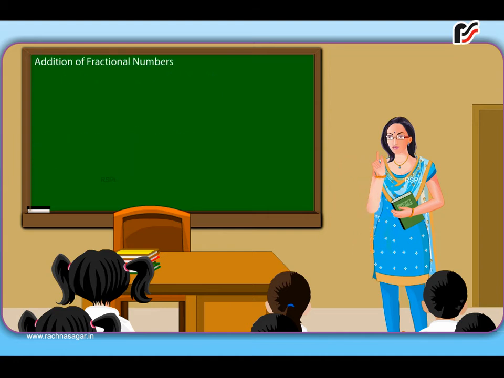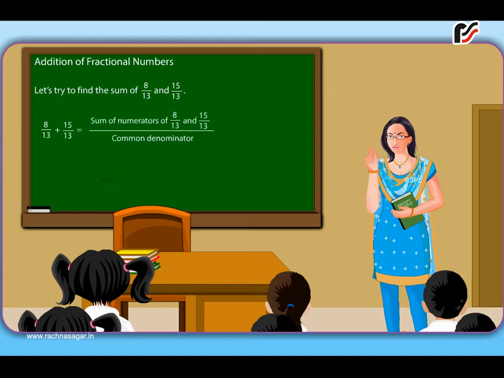Addition of fractional numbers. Addition of like fractions. Sum of like fractions is equal to sum of numerators by common denominator. Let's try to find the sum of 8/13 and 15/13. 8/13 plus 15/13 is equal to sum of numerators of 8/13 and 15/13 whole divided by common denominator, which is equal to (8 + 15)/13, which is equal to 23/13, which is equal to 1 10/13.